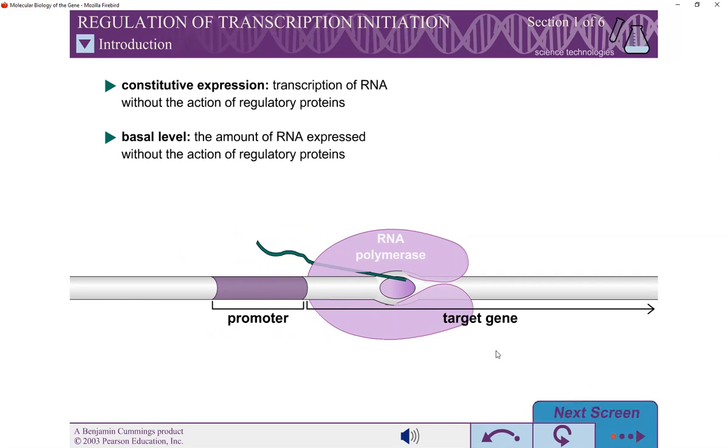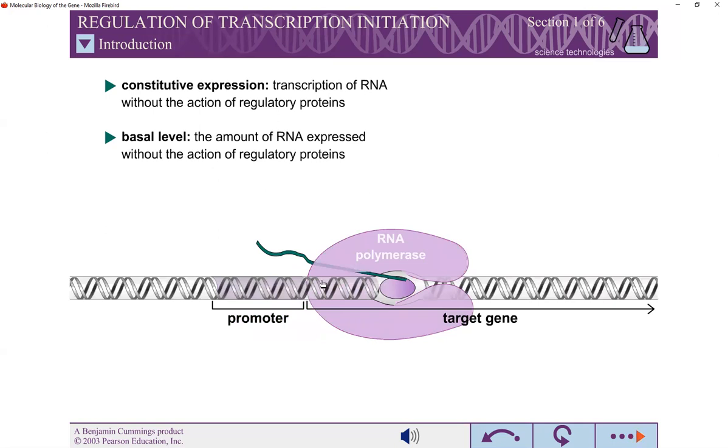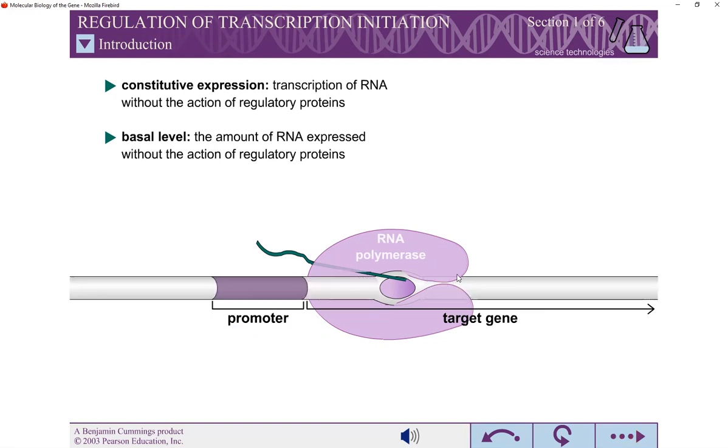Now this is the key important point. You should know that there is a basal level of transcript of every gene present at every location in your genome. What do you mean by basal level of transcript? The concept of basal level of transcript states that it is the amount of RNA molecule expressed without the action of regulatory proteins. So without the action of regulatory proteins, how much transcript is going to be produced? That is said to be the basal level of the transcript.